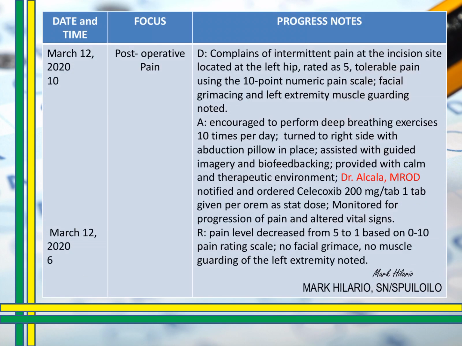Okay, so everything here should be in black, with some exceptions. I'll discuss those exceptions later. Going back to the date and time, you write March 12, 2020. Then you write 10. What is 10? That means it's the time. No need to write AM or PM, because it is understood that when it is written in black, it means 10 a.m. So just write 10.